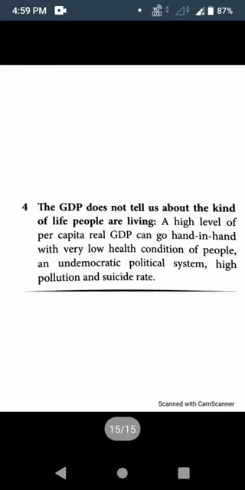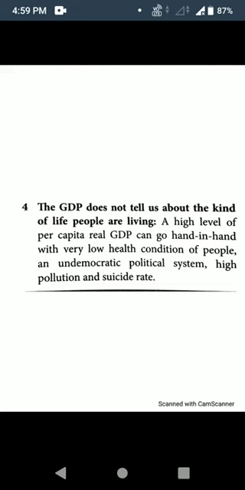Next, the last one is the fourth point. The GDP does not tell us about the kind of life people are living, how these people are living. That is also not taken into account. A high level of per capita real GDP can go hand in hand with very poor health conditions of people, an undemocratic political system, high pollution and a high suicide rate. Sometimes the health condition of the people or suicidal conditions also do not come into the calculation. So the GDP does not tell us about the kind of life people are living.